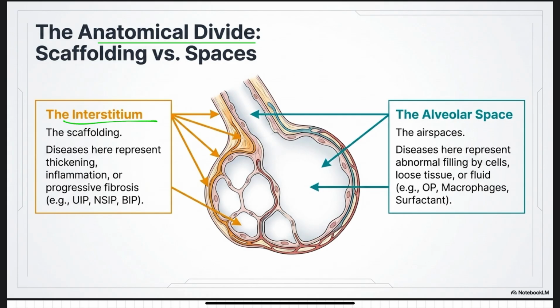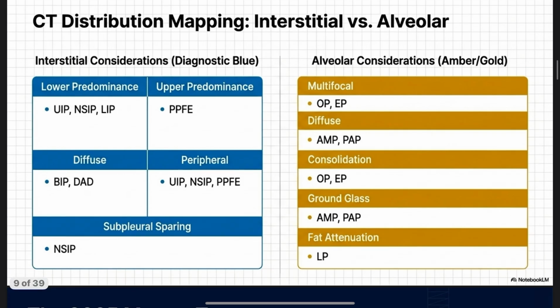As we all know, the interstitium is this part and the alveoli is the inner part. So the alveolar part is involved, the alveolar airspace is involved. We have a certain amount of alveolar space filling pneumonitis, like organizing pneumonia kind of features, while the ones involving thickening, inflammation and progressive fibrosis of the interstitium are a different pattern. So that is classified into simply interstitial consideration and alveolar consideration.